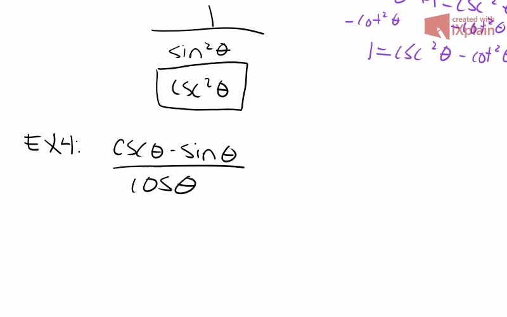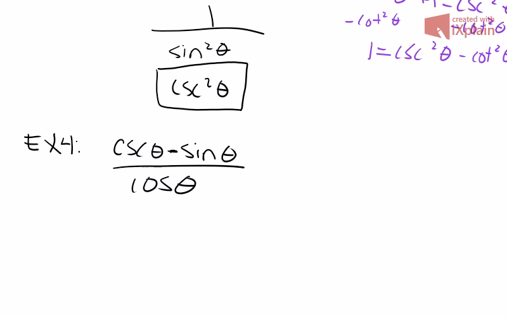So in this example, I've got cosecant theta minus sine theta, all of that over cosine theta. This one for me is a little bit of a head scratcher. I'm not entirely sure how to get started here. I don't see anything squared, so Pythagorean identities don't really jump out at me. I could change everything to sine and cosine, but the only thing that's not sine or cosine is that cosecant. So, I mean, I can try it.